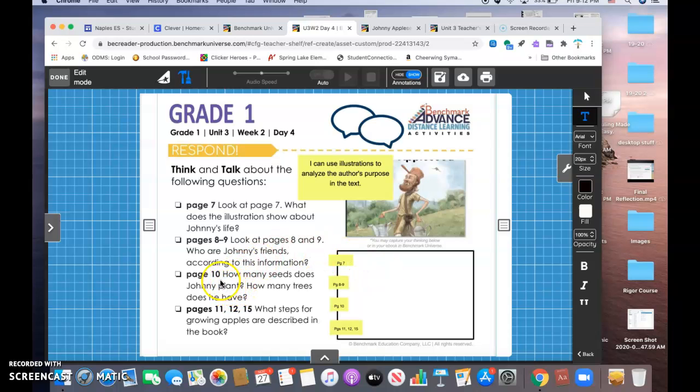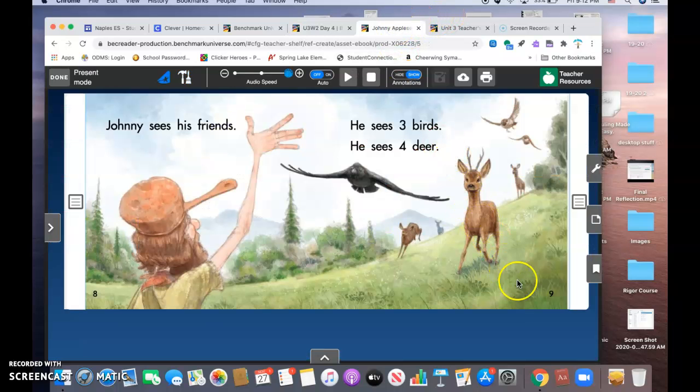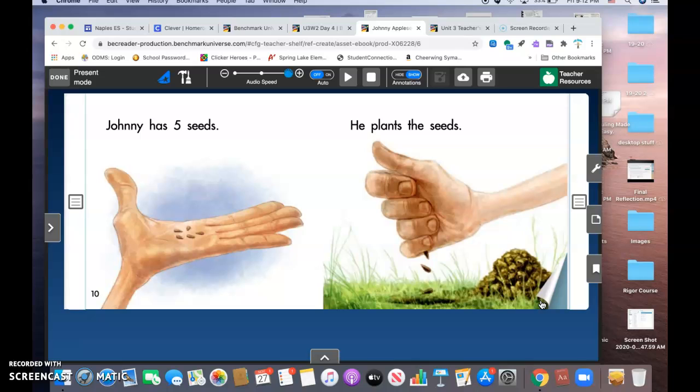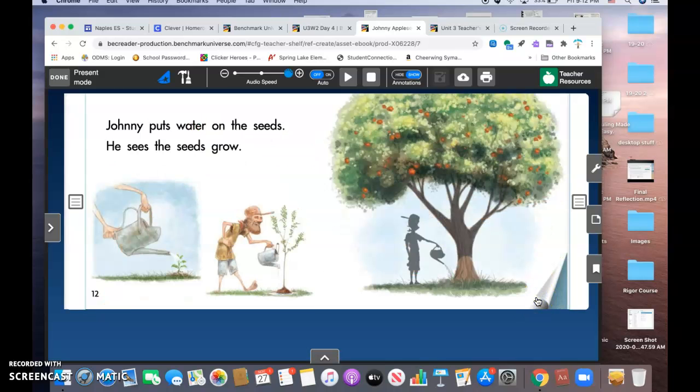We're going to look at page 10. How many seeds does Johnny plant? How many trees does he have? I don't remember that. I'm going to need to go back and take a look. Johnny has 5 seeds. He plants the seeds. Johnny puts the water on the seeds. He sees the seeds grow. Interesting. How many seeds did he plant? How many trees do you see?